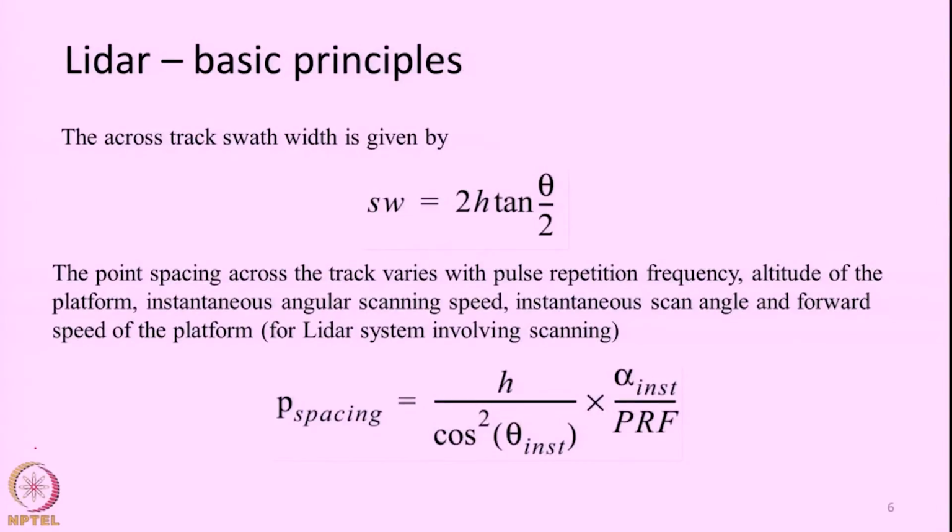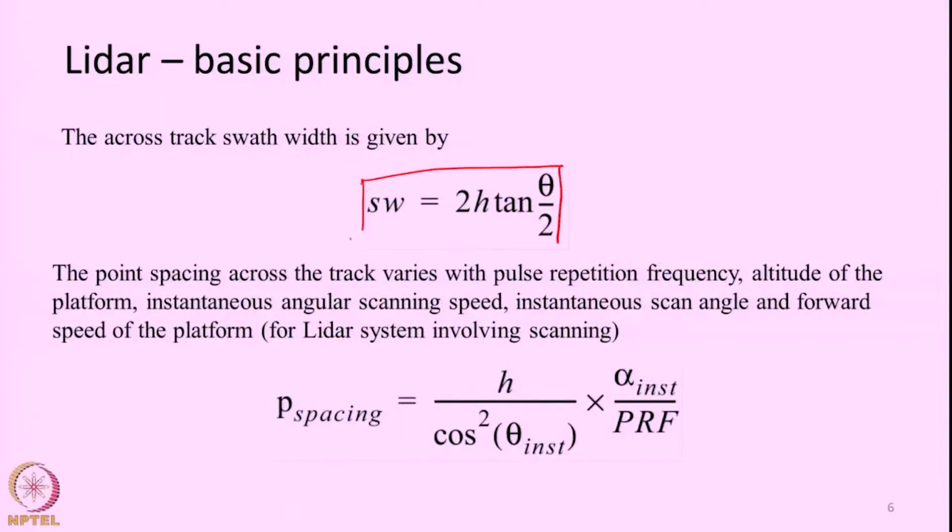And similarly, the swath width, especially if your system is attached with a scanning mechanism, you can define a swath width. Again it is very similar to what we have learnt already for our normal whisk broom scanners. The swath width is given by 2h tan theta by 2, where theta is the entire angle with which the system can scan. Theta instantaneous is at that particular instant of range measurement, whereas the entire theta is the total scan angle at which the system can scan.